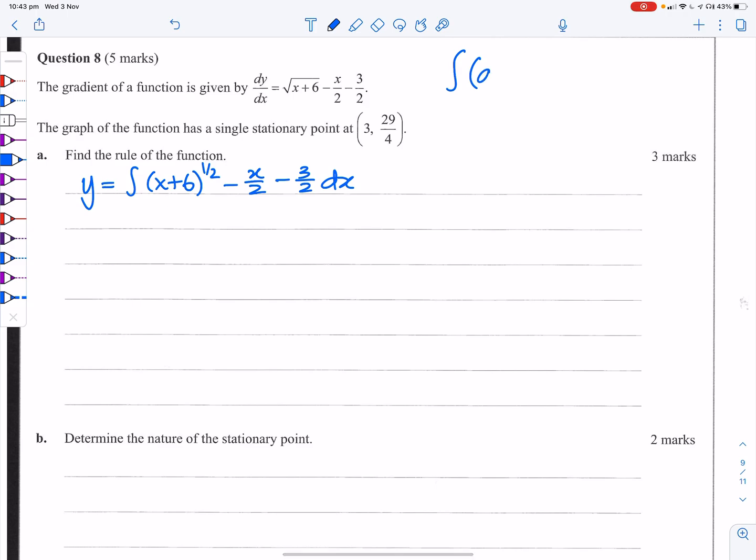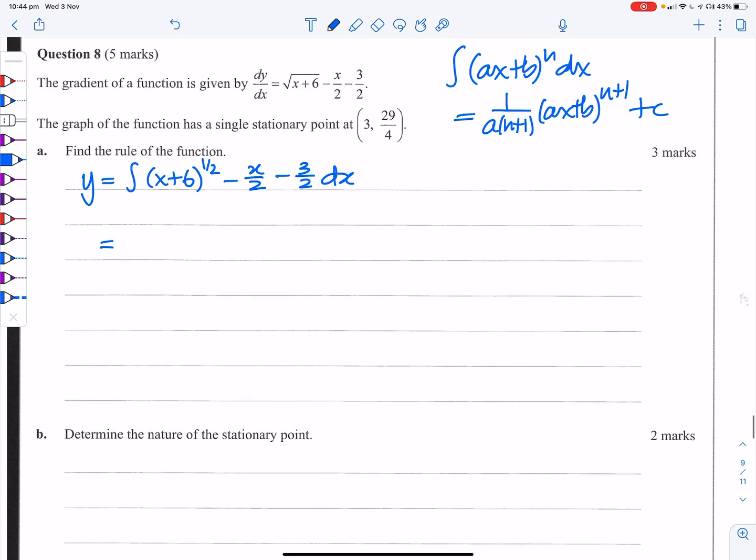Now, hopefully you remember, if you want to antidiff ax plus b to the n, it's 1 on a times n plus 1, ax plus b to the n plus 1, plus c. So in this case here, we get 1 on, our new a is just 1, and our new power is 3 on 2. So I get 1 divided by 3 on 2, which is 2 on 3, x plus 6 to the 3 on 2, minus x squared on 4, minus 3x on 2, plus c.